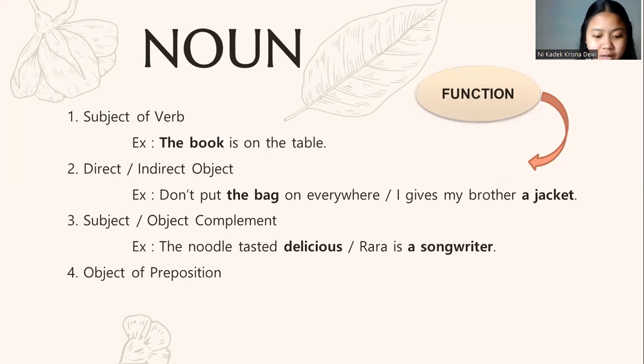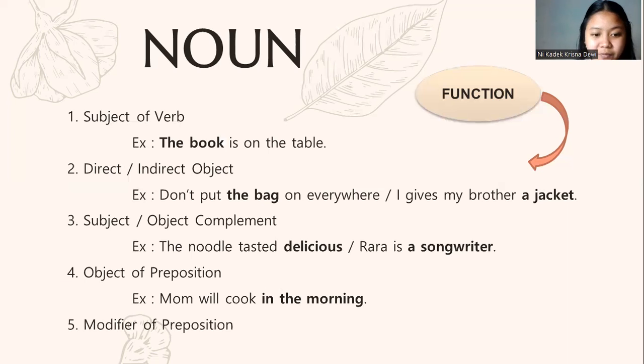Number 4, object of preposition. Preposition here is a word that will give information about place, time, and so on. The example is, mom will cook in the morning. And the last is modifier of preposition. Modifier is a word that gives additional meaning to the word after it or something else. The noun here can be changed to a noun phrase or compound nouns. For example are football and beautiful.